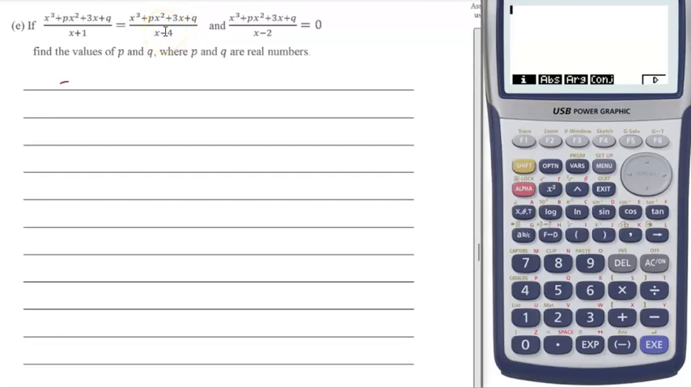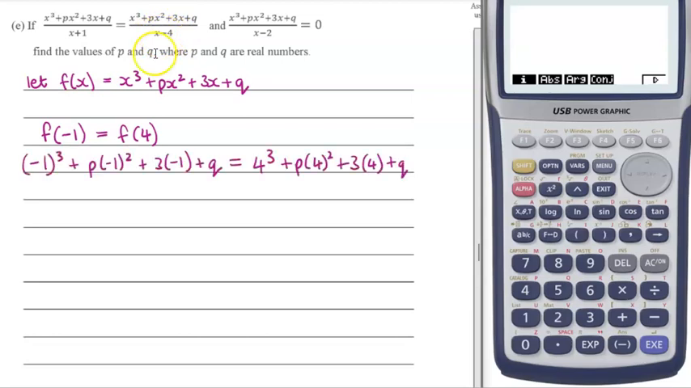Now what that tells us is if we first set f of x to be this numerator that is the same across all of these things, then if we were to sub in -1 from this bit here, we would get the same answer as if we'd subbed in 4 from this bit here. So that's using the remainder theorem. Now if we do that substitution, put -1 into this and then put 4 into that, we can set that to be equal to each other.